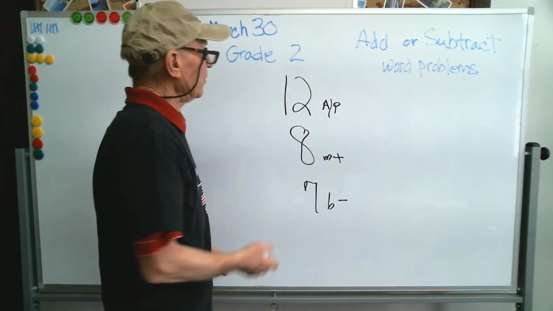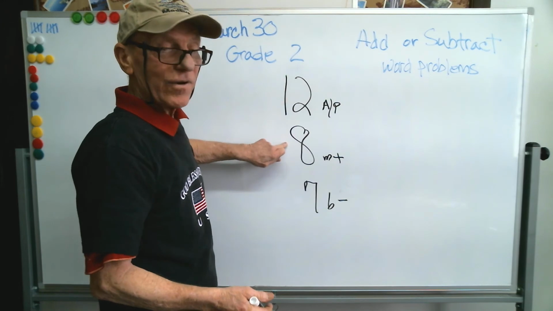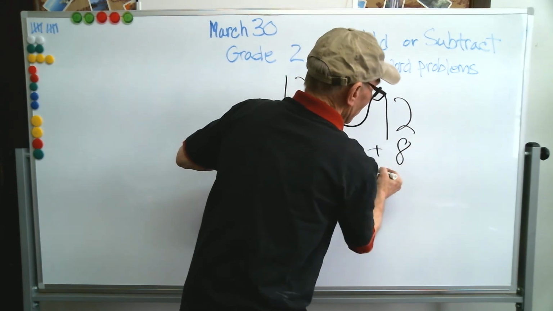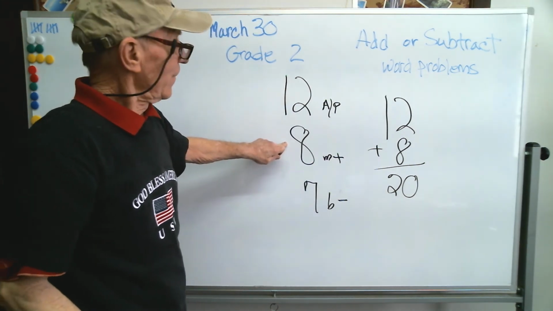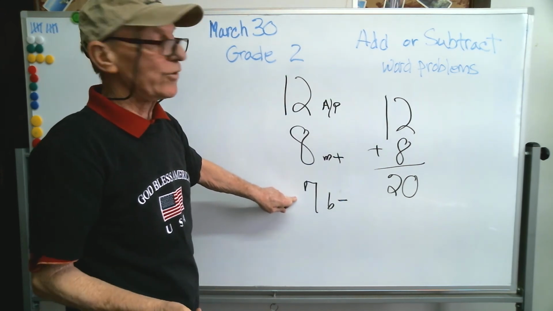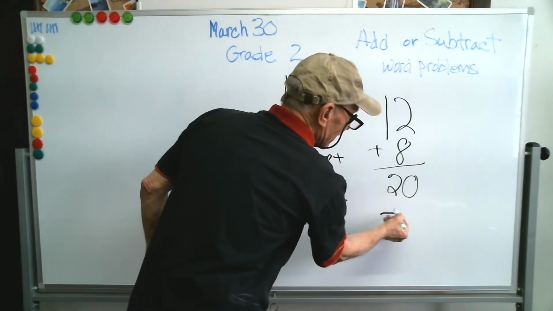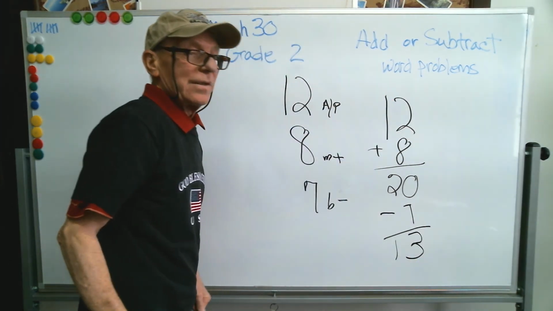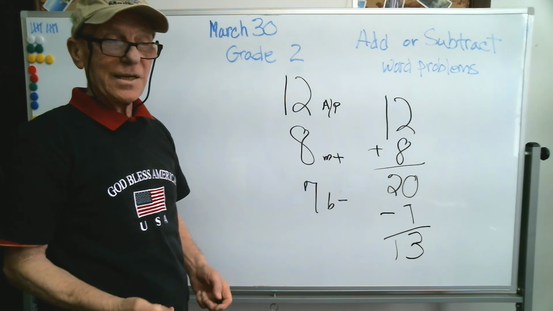Well, think about this now. She started with 12 pencils. Her mom gave her 8 more. So 12 plus 8. Now she has 20 pencils. But she wanted to share. She gave 7 of them away to her brother. If you give them away, if you take them away from what you got, you subtract it. So 20 minus 7, the difference is 13. So Amina has 13 pencils left.